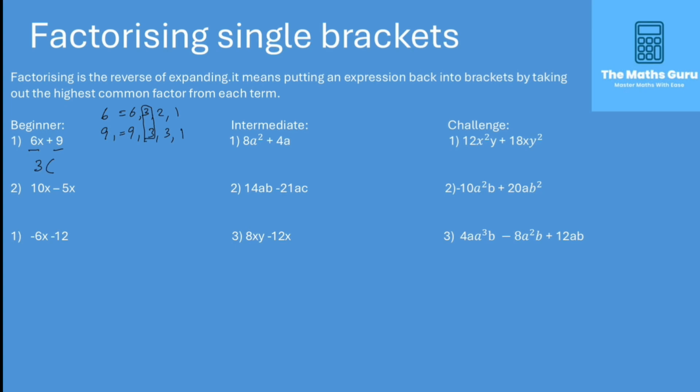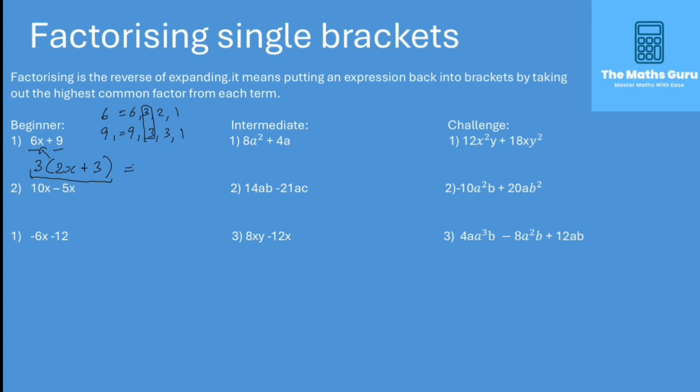Then we draw the bracket line and we say, if we take that 3 out, what do we need to times it by to get back to our 6x? So 3 times by our 2x will get us back to our 6x, because 3 times 2x is 6x. Then we look at our 9 and say, we have our 3. What times by 3 will get us to our 9? Perfect. 3. So this is completely factorized.